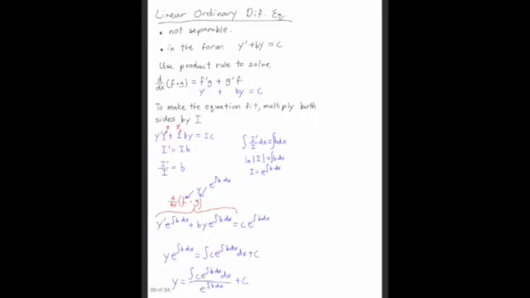So solving linear ordinary differential equations, these aren't separable at all, and they are in the form of y prime plus by is equal to c. So we have to use the product rule to solve this. And so we align y prime with f prime, and you want to align y with f. And to make this work, you have to multiply everything by I, which is like an integrating factor.